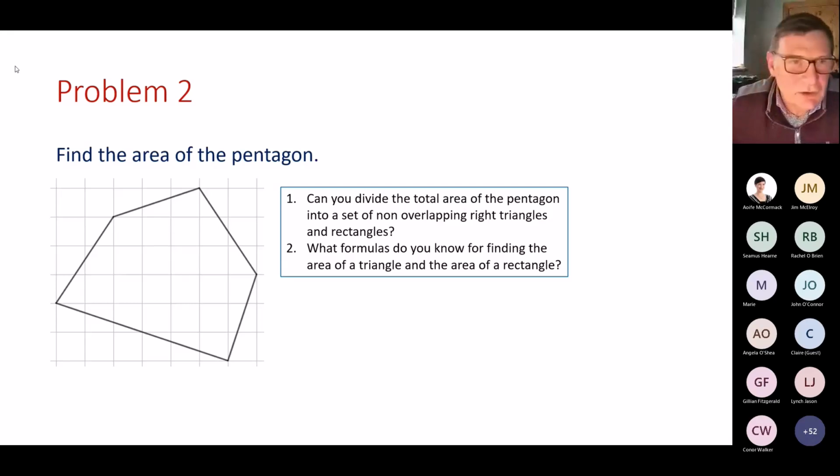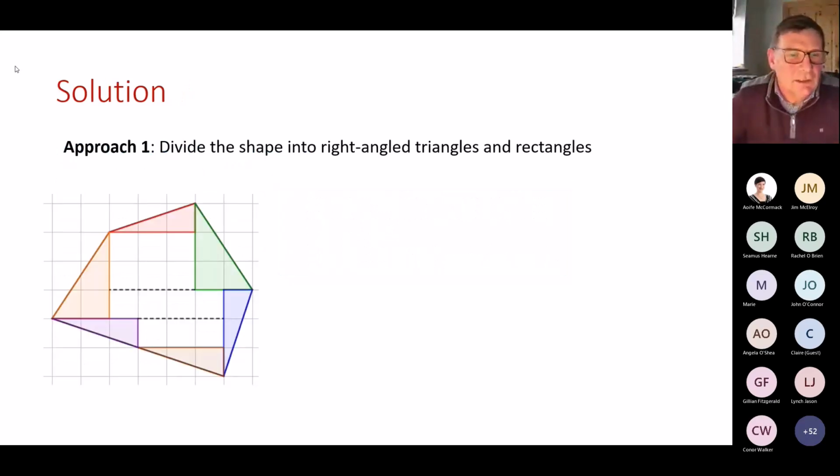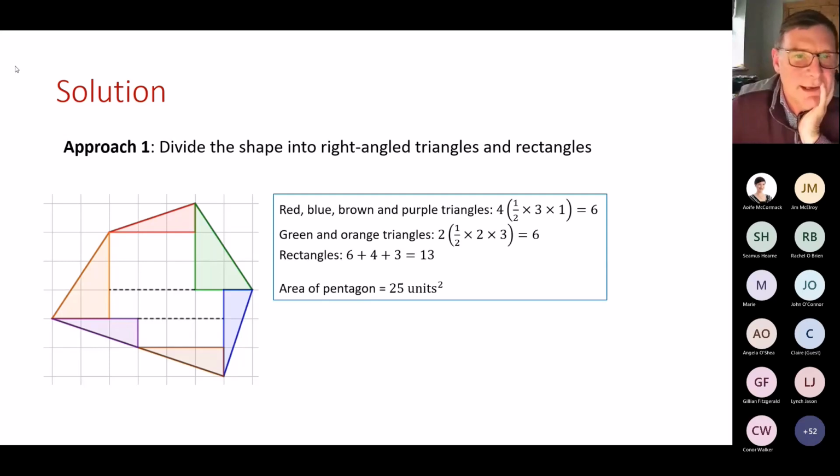So even though they've split it up into triangles and rectangles, they still need to find the area of the triangles and the area of the rectangles. So here's how they should divide it. So there you can see a series of, I think it's 6, isn't it? 6 triangles and 3 rectangles. And we have the base and height of all those right angle triangles. So we can find the area of all of those triangles, and we can also find the area of the rectangles. So I just done it out there.